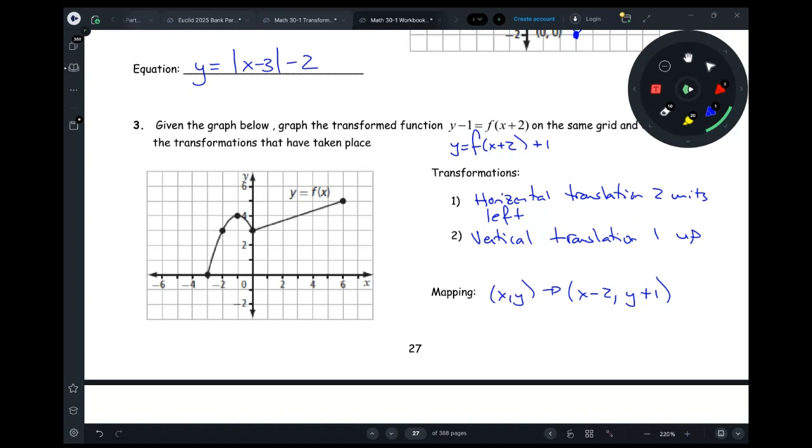Now, I could go through and do each one of these points separately, list them off, get all the coordinates. Or I can just do it visually. I'm going to move, for example, this point 2 to the left, 1 up. This point 2 to the left, 1 up. This point 2 to the left, 1 up. This point 2 to the left, 1 up.